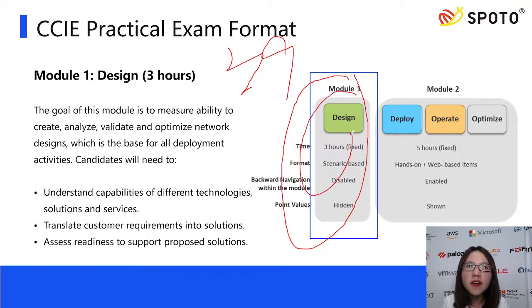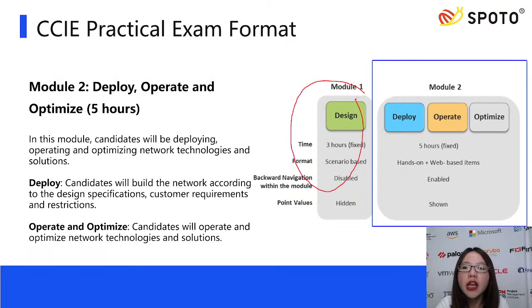module, and you can finish your design module in advance, but the remaining time won't accumulate to the next module. But if you exceed 3 hours, you can use DOO time, but your DOO practice time will be less, so you need to control the time. After completing the design module, you will move on to the second module, DOO.